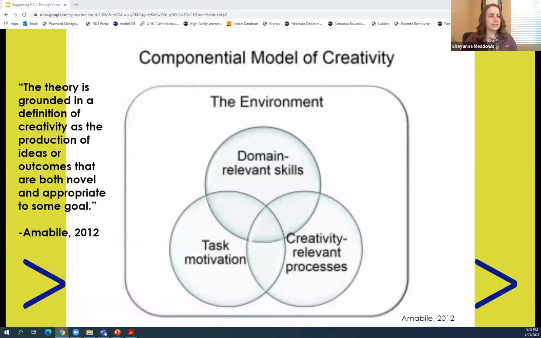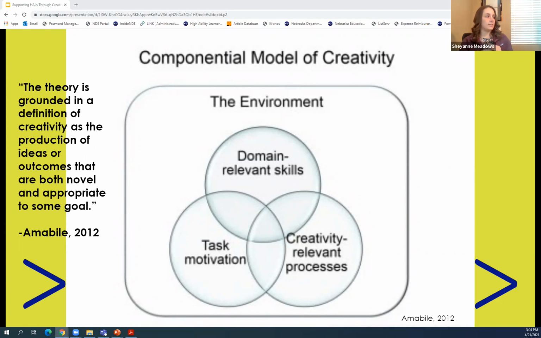And that's where we get one of the more popular models for creativity, called the componential model of creativity. And this was laid forth by Teresa Amabile, and she's actually a business professor at Harvard University. When she was creating this model, she did not necessarily have gifted education in mind, but this spans across all fields. And what does it look like to be a creative individual in a field?